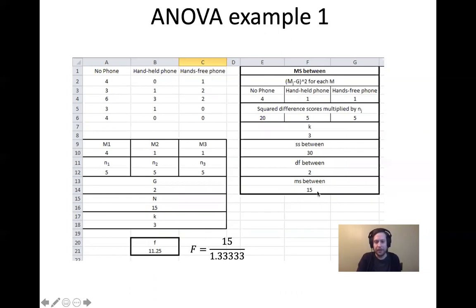So here I'm showing you how you calculate MS between. You're not responsible for these calculations, but I want to show you that the answer I got when I did the calculations was 15. It involves calculating a sum of squares, and ultimately you get this number, 15, which I put into the numerator. MS between is the numerator, the top part of the F ratio.